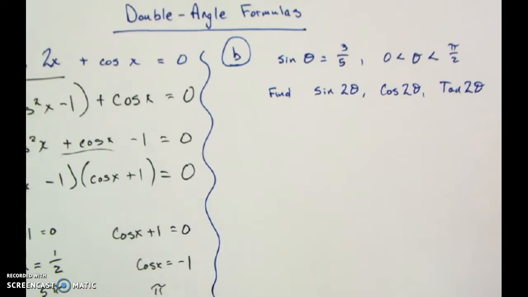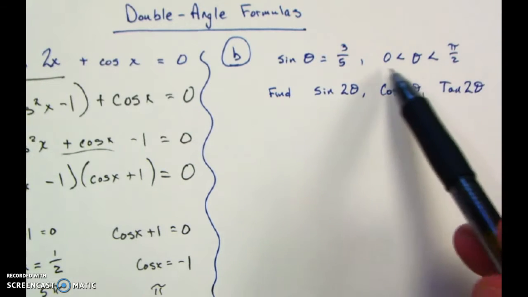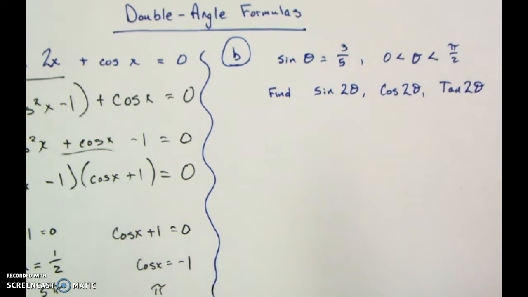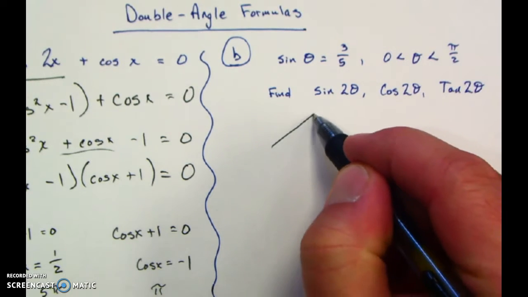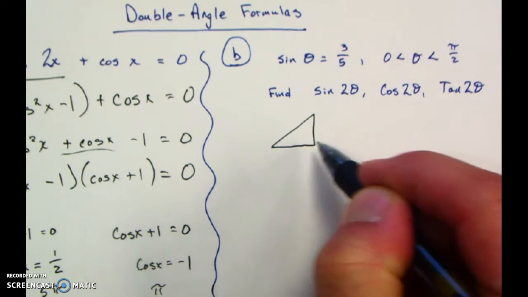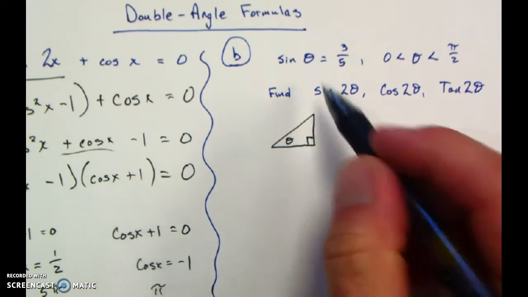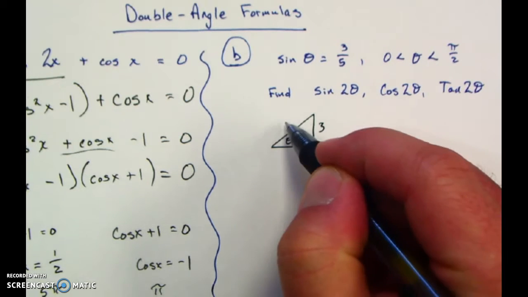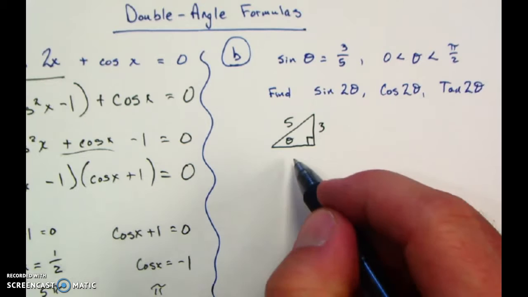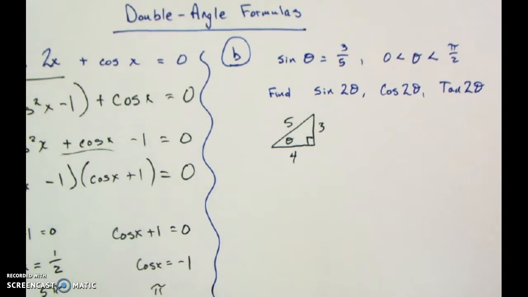Next example, we're given that the sine of theta is equal to 3/5, and we're told that theta is in between 0 and pi. So the first thing I want to do with that is draw a triangle. We have our theta, given that sine is 3/5, and that's opposite over hypotenuse. We have 3 and a 5. We can use the Pythagorean theorem to find the adjacent side is 4. So now we can use this triangle in solving this problem.